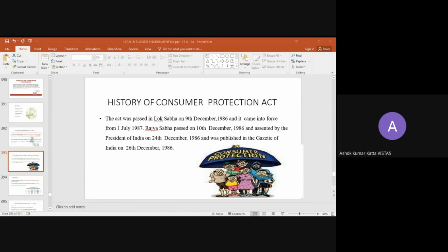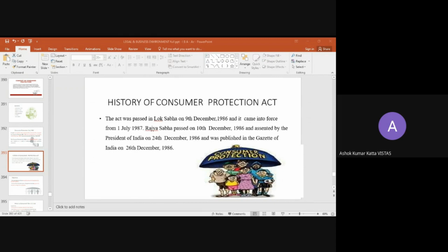So by that time, what are we supposed to do? We need to file a case against the company. Now, for that, do we have any kind of assistance? Yes, but this came to be known by the people only after 1986. Now you can find an umbrella in this PPT, which states consumer protection.